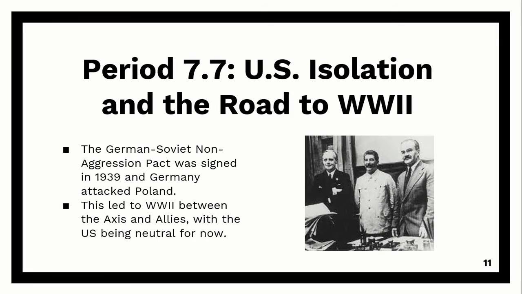The German-Soviet Non-Aggression Pact was signed in 1939, which gave Germany the safety to attack Poland. Back then, this was unheard of: communists and fascists getting along with each other and creating treaties and pacts with each other, since their ideas clashed often. However, because of this non-aggression pact, World War II began with the Axis and Allied powers clearly defined, and the US, however, being neutral for right now.